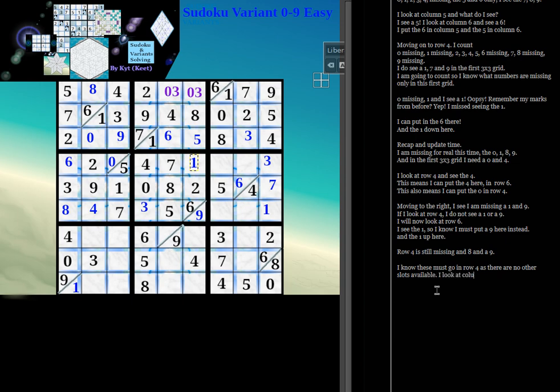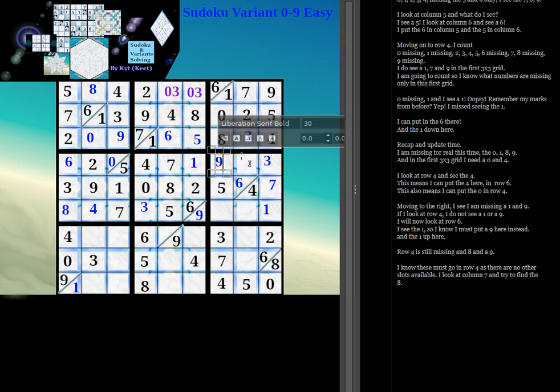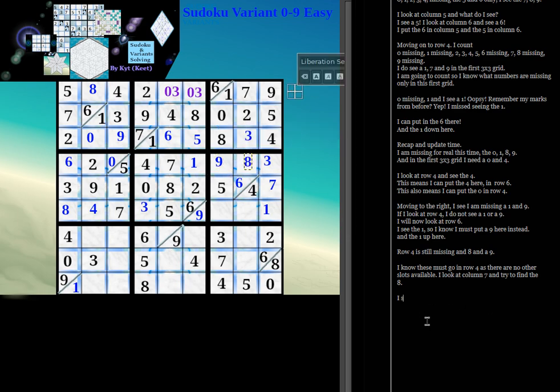I know these must go in row 4 as there are no other slots available. I look at column 7 and try to find the 8. I see the 8, so put in the 9, and then put the 8 in column 8.